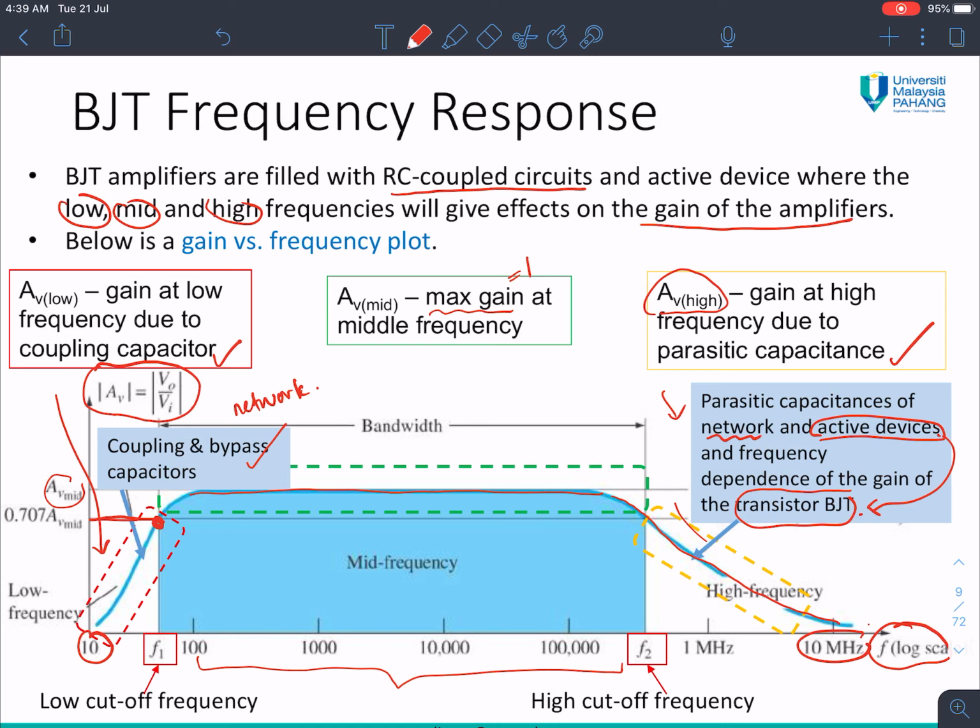Okay, then the bandwidth. We calculate the bandwidth when we get these cut-off frequencies. f1 is the low cut-off frequency, then f2 is the high cut-off frequency.